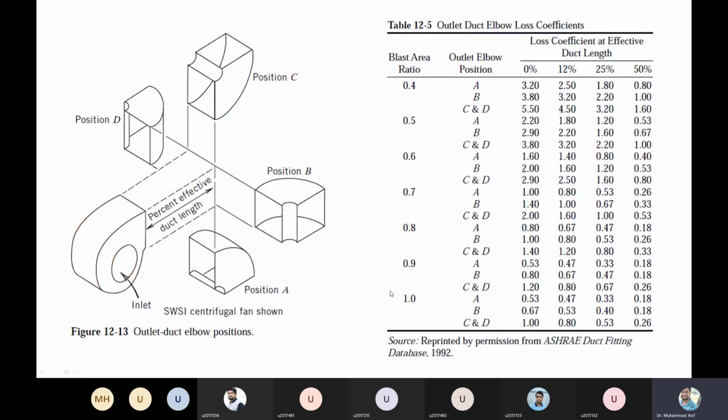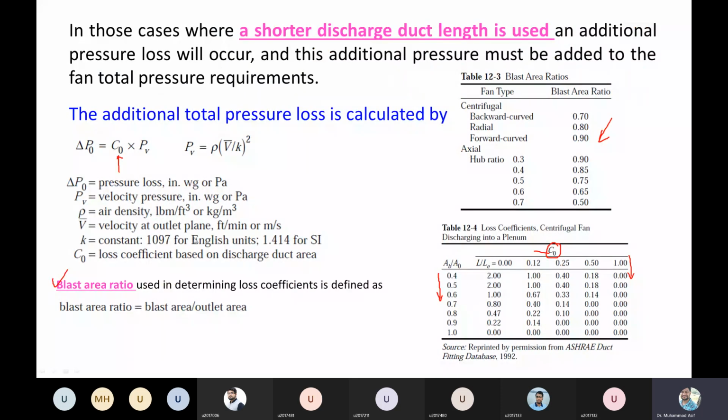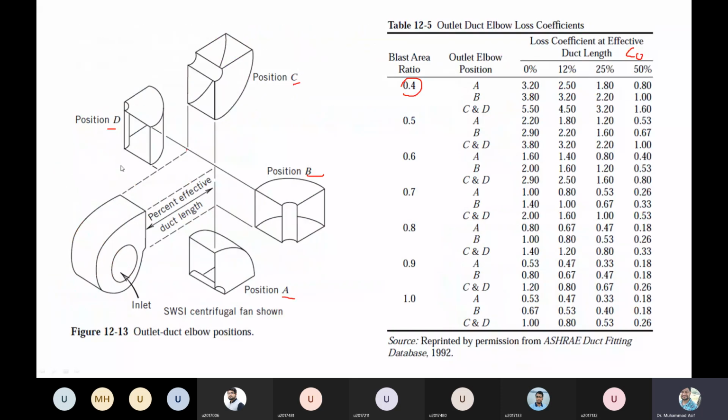So after you have the loss coefficient, depending upon the duct position, I mean the pressure loss because of the elbow which is connected after the effective length, the blast area ratio and the type A, B, C, and D, these are types A, B, C, and D. You can get the value of C naught, which is the loss coefficient. Right? So you can put that loss coefficient in that equation. Then you can get the total pressure loss because of the elbow as well.